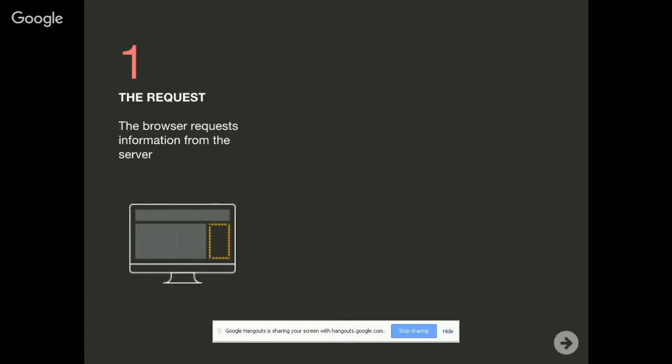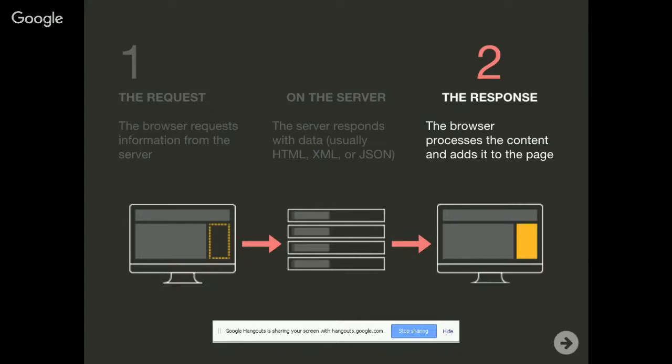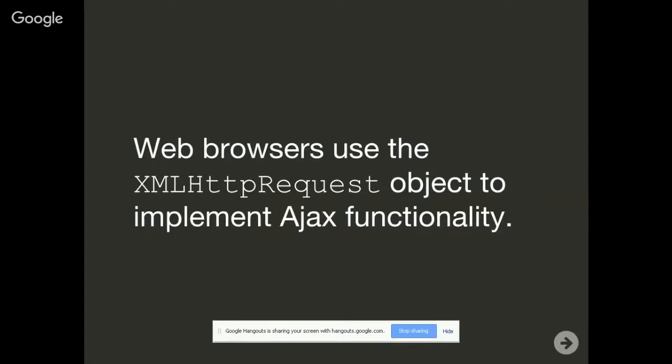So the way this works is that the browser is going to request information from the server. The server is going to respond with data in HTML, XML, or JSON format. And then the browser is going to process the response and render it on the page. So that's the process. It's just a lot of details. Behind all this, what we have is the XMLHttpRequest object, and we're going to look at it in detail. This is what is used to implement AJAX functionality.